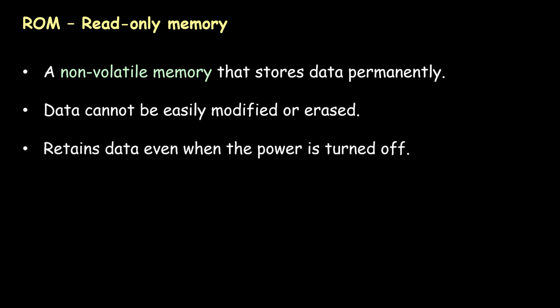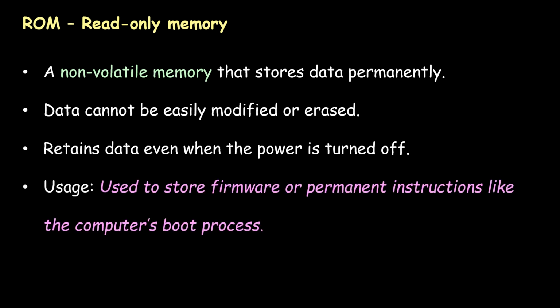It is primarily used to store firmware. These are essential instructions that help a computer or device operate, like the boot process for starting up the computer. ROM is crucial because it provides reliable, unchanging data that the system can always access. ROM, or read-only memory, is essential in computers and devices for storing permanent data.